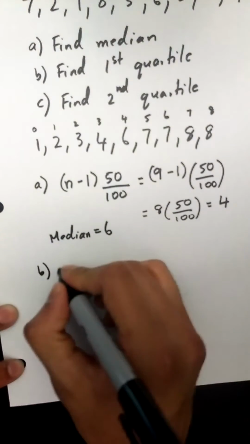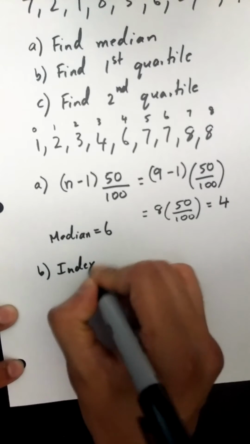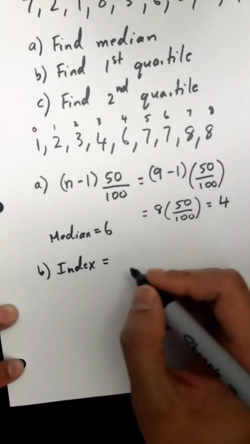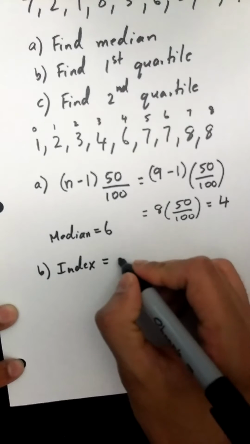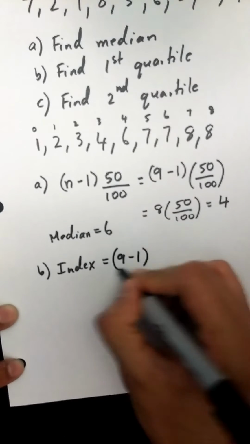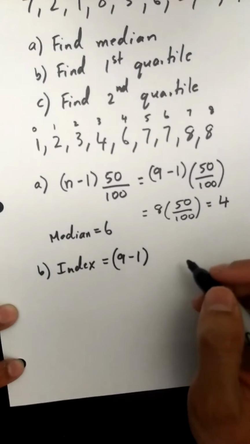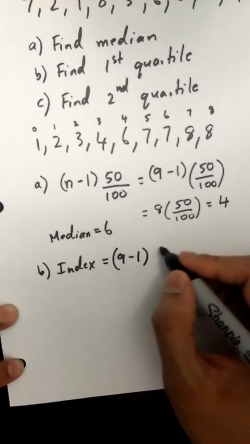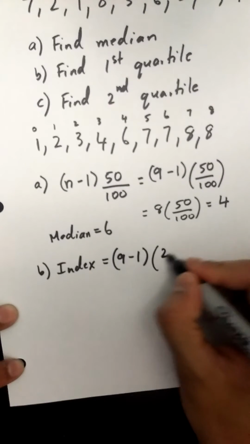Okay, again, for the B part, my index is going to equal 9 minus 1, and our first quartile corresponds to 25%.